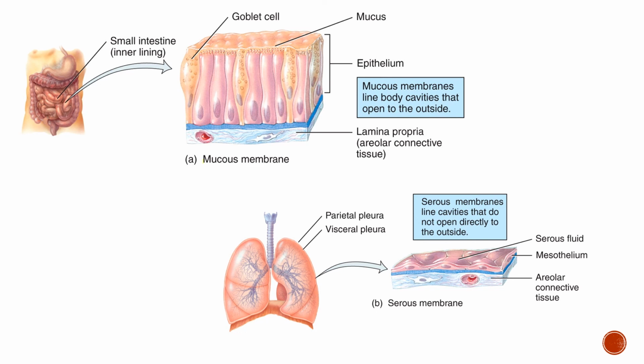Here we can see an example of a mucous membrane, remember, lining body cavities that are open to the outside, to the exterior. So this would be in the small intestine. Here we have a serous membrane lining cavities that don't open directly to the outside. It's going to be on the outside of the lungs, or I guess in the thoracic cavity. This lines the part of the lungs that attach to the rest of the thoracic cavity here. But within the lungs, on the interior, we're going to have a mucous membrane.